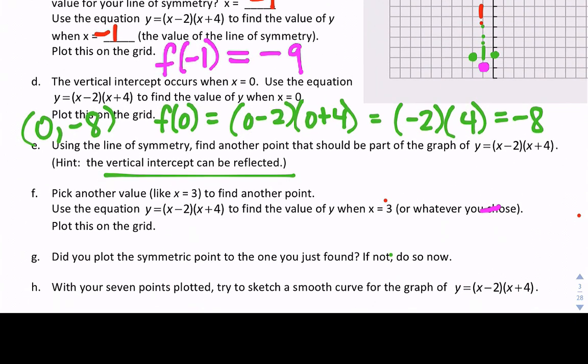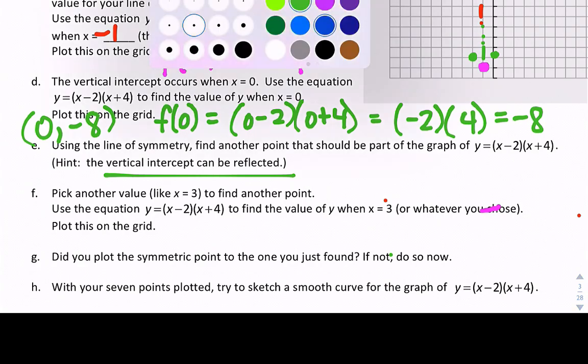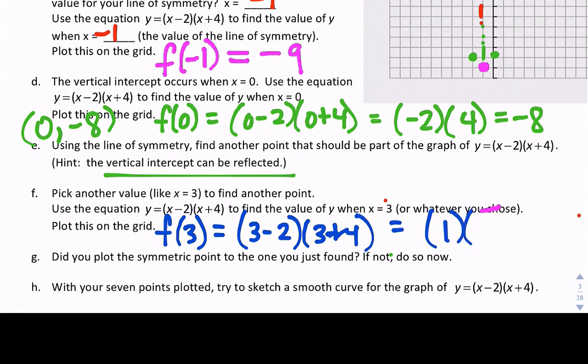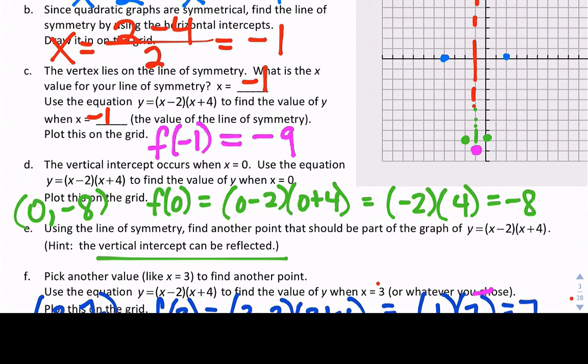Pick another value, so we chose for you, x is 3, and let's find that. What it's saying is plug in a 3 for x, so f of 3 equals 3 minus 2 times 3 plus 4. And we get 3 minus 2 is 1, 3 plus 4 is 7, so we get 7. So the point 3, 7 is also on this graph. So I'm going to go over 3: 1, 2, 3. And I'm going to go up 7: 1, 2, 3, 4, 5, 6, 7.